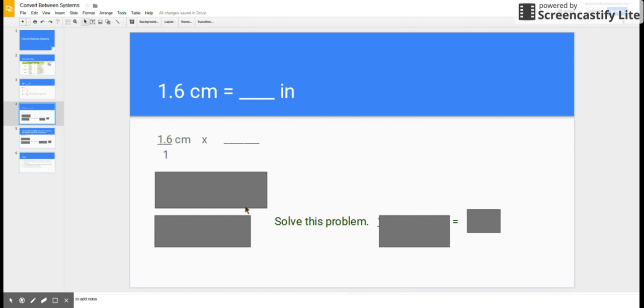Let's take a look at a next example. We have 1.6 centimeters is equal to how many inches? First thing I'm going to do is take this 1.6 centimeters and put it over 1.